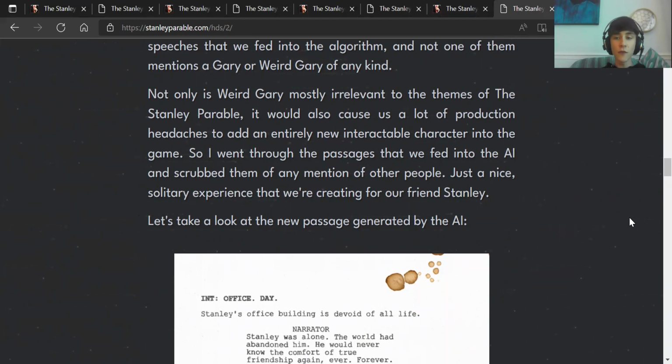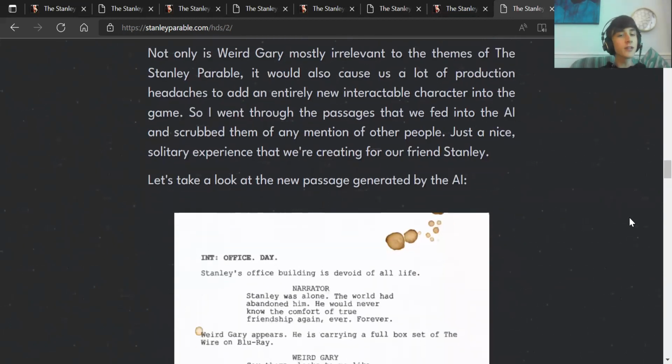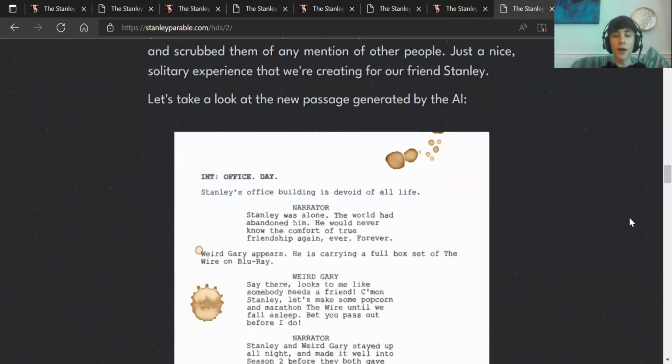So I went through the passages that we fed into the AI and scrubbed them of any mention of other people. Not one of these is going to be perfect, is it? It's a nice solitary experience that we're creating for our friend Stanley. Let's take a look at the new passage generated by the AI.